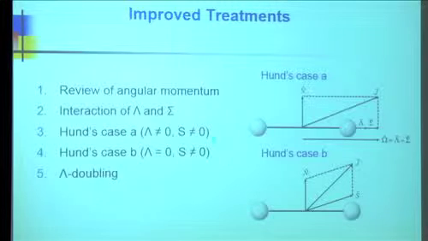Hund's case A. So now we're going to look at these 2 that have spin. These first 2 have no spin. One has no lambda, one has lambda. These 2 have spin, one has lambda, one doesn't. Then there's a last little complication I'm going to tell you about called lambda doubling. Here's the picture of Hund's case A and Hund's case B. Hund's case A has lambda. There it is. Hund's case B has no lambda.